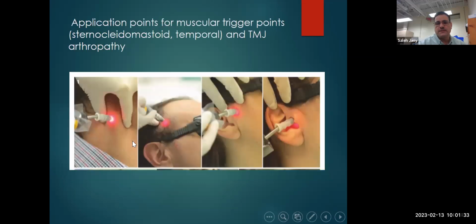This is the physiotherapy laser. Sometimes we use it for relaxing muscle. This is on the neck. This is on the forehead, where the temporalis muscle is. And you can put it on the TMJ. This is inside the ear, where the joint is. So this is all physiotherapy. We can use it for relaxation of muscle.